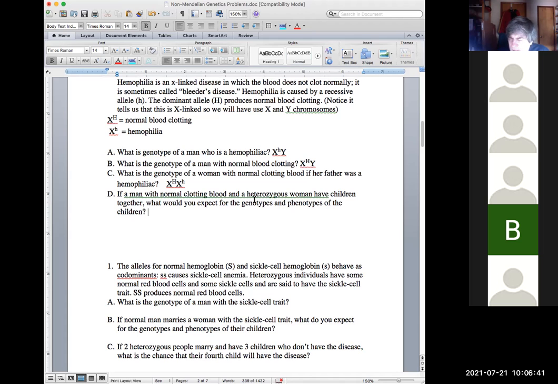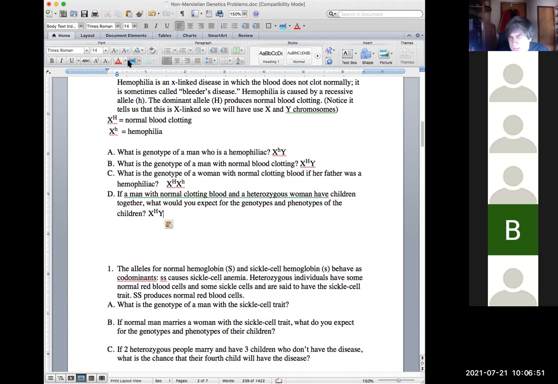So let's look at D, a man with normal clotting blood. Since we're going to work a problem, I'm going to color code things again so I can keep track of mom and dad. So, a man with normal clotting blood marries a heterozygous woman. So she's big H, little h. Basically, she's like this woman we talked about up above.